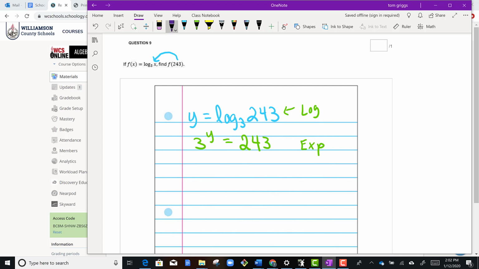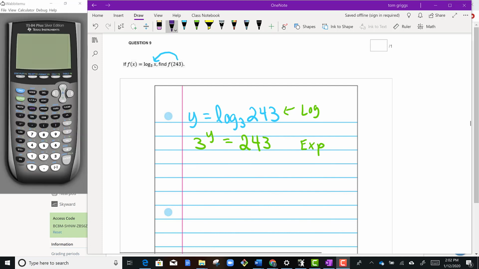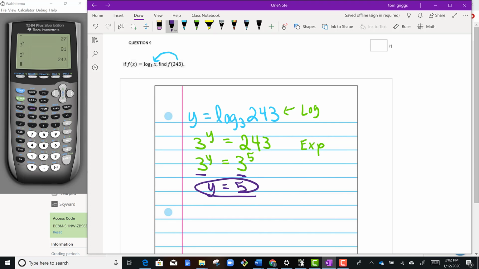Well, here's where it's helpful to know your powers of 3, and of course, if you don't, you can always use your calculator to kind of refresh your memory. 3 to the third is 27, 3 to the fourth is 81, 3 to the fifth is 243. So this tells me I'm going to rewrite this problem as 3 raised to the y power equals 3 to the fifth power. So that means since both sides of this equation have the same base, the exponents have to be the same. And y equals 5.